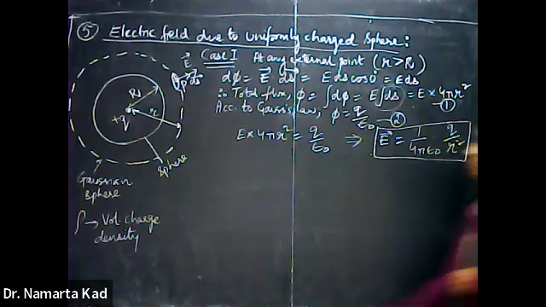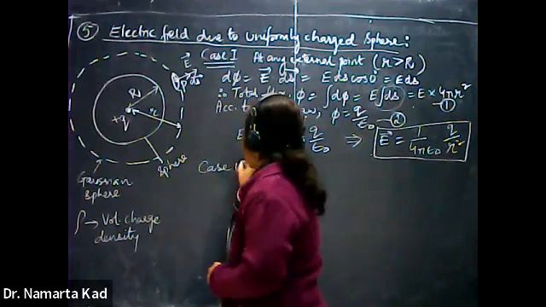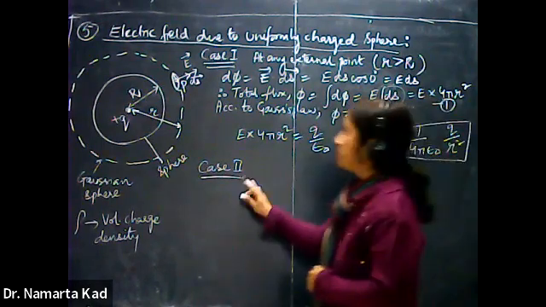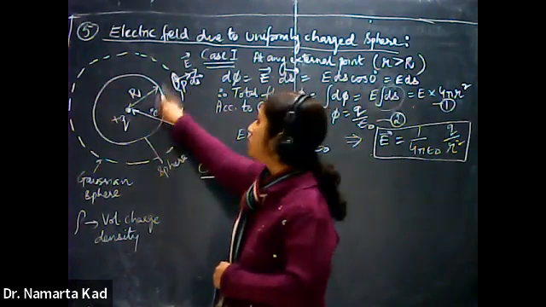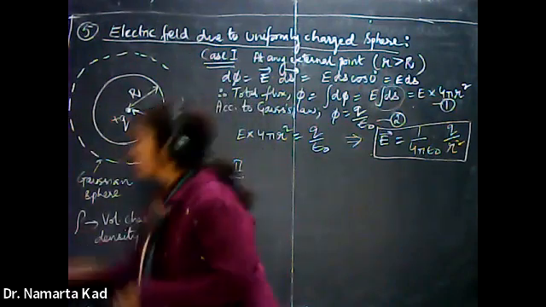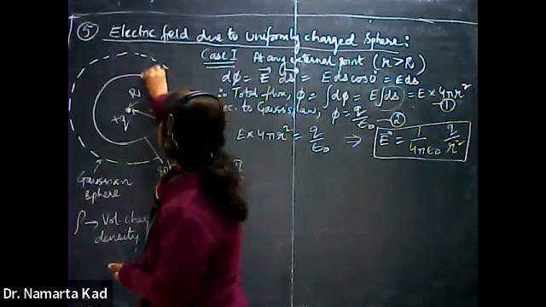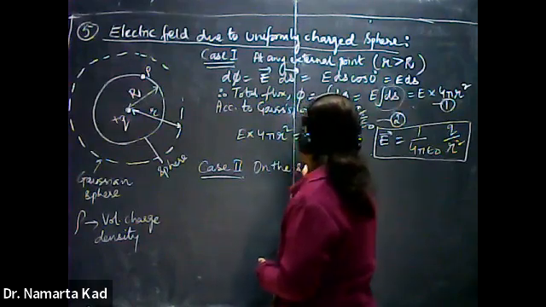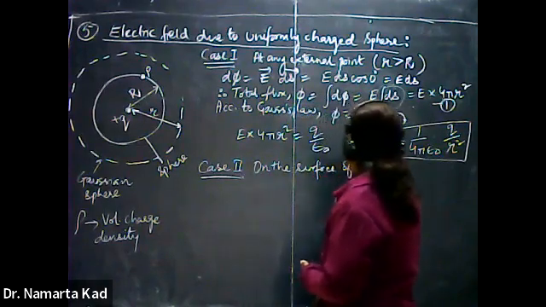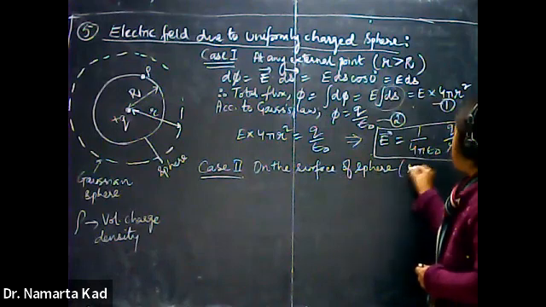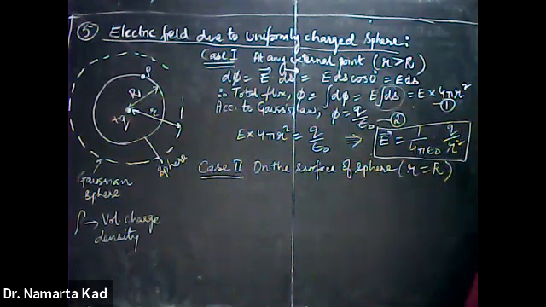Now in the second case, case 2, here we are going to consider a point P on the surface of the sphere. Here in the second case, we are considering this point P on the surface of the sphere. Now let me change this. Now I am going to consider this point, let us say, here on the surface of the sphere, and for this case small r is equal to capital R.